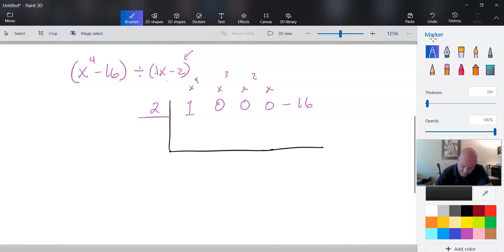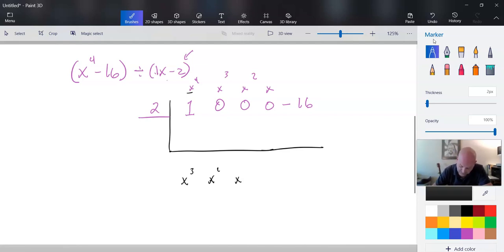Now, keep in mind that when you do this division, this is an x to the fourth. When you divide it out, it's going to be an x to the third. The next column is going to give you an x squared. The next one's going to give you an x. It's always 1 degree lower than what you started with. And then our constant term, right? And the last part, constant term is going to be here. The remainder is going to be in the last column.